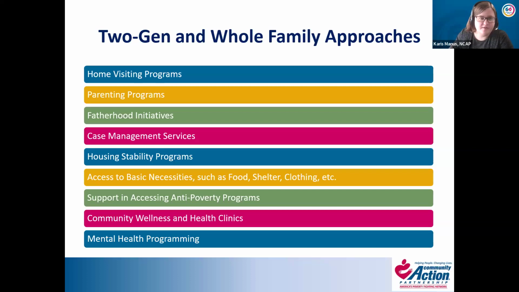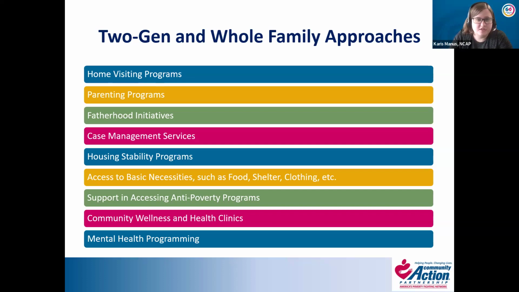And next we have the 2-gen and whole family approaches. And with this focus area, we know that a stable family structure increases the opportunity for upward mobility, and 2-generation and whole family approaches support family stability by providing meaningful support for the entire family.